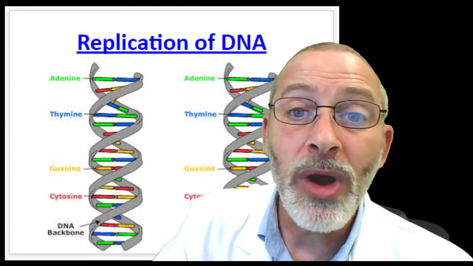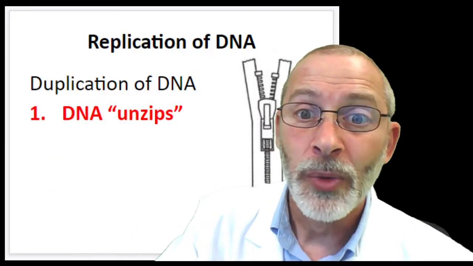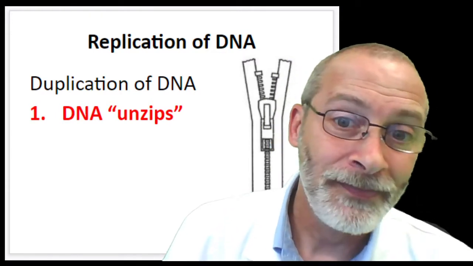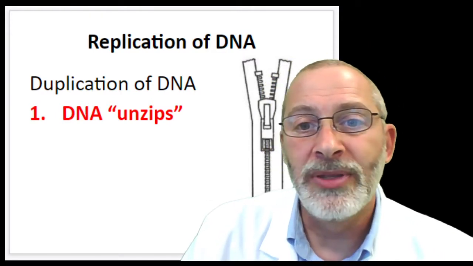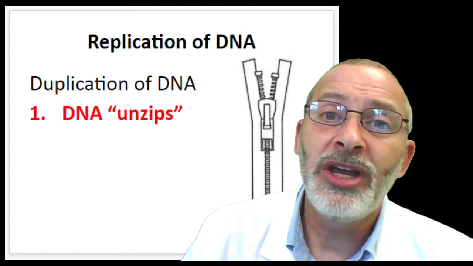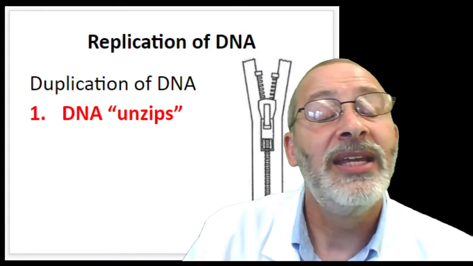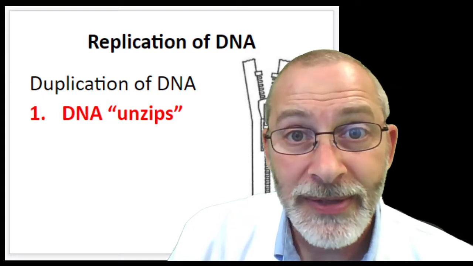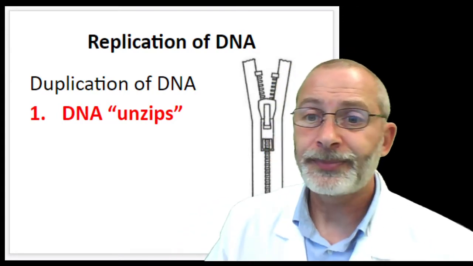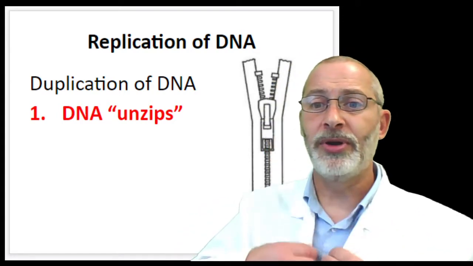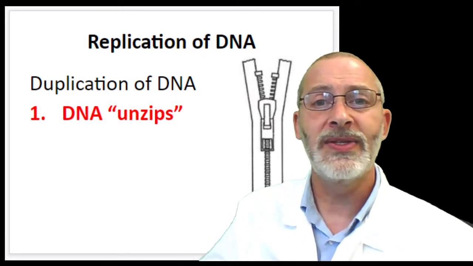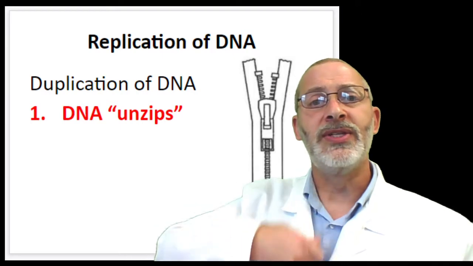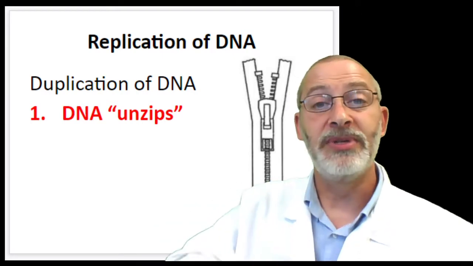So how does it work? Well, let me show you. We're going to try and narrow it down to 3 simple steps. The first thing that happens in the replication of DNA is that the DNA itself unzips. Now, I don't have a zipper on my jacket. I've got buttons. But imagine you had a zipper on. You can zip it down, zip it up, zip it down, zip it up.